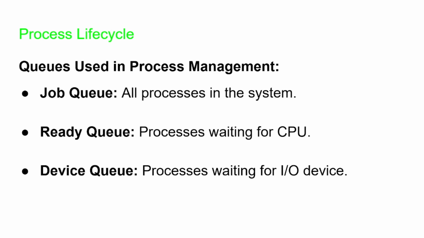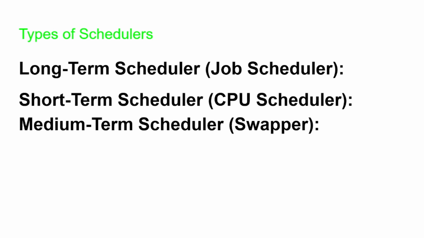Here are some other concepts, the queues used for process management, like the job queue, ready queue, and device queue. In the job queue, we have all the processes in the system. In the ready queue, processes are waiting for the CPU to allocate some processing time. In the device queue, processes are waiting for the IO devices.